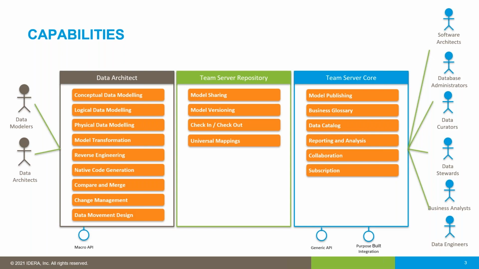Then the final piece on the right-hand side is what we call Team Server Core. This is really an add-on to the Team Server repository, which adds web browser connectivity to it. If you do want to share your data models with other people with different roles in your organization, you can enable the Team Server Core license, and they will be able to browse, to search and extract information from the data models using just a web browser interface. It's read-only; they can't make changes, but they can look at the information, search for it, and extract information from there as well.